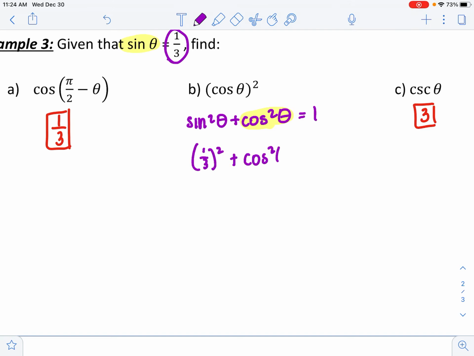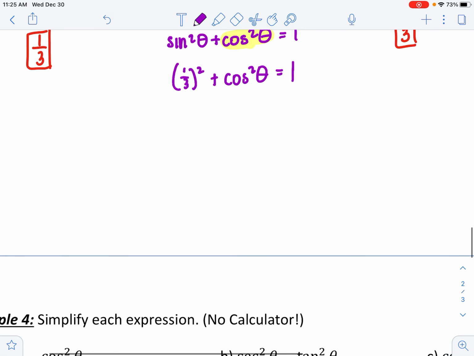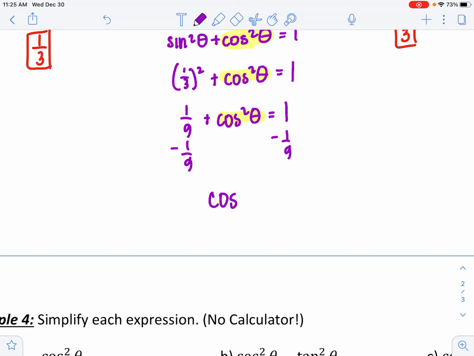And then I have plus cosine squared of theta equals 1. So I can solve this. 1/3 squared is 1/9 plus cosine squared of theta equals 1. And then remember, I'm trying to get cosine squared of theta by itself. That's what I'm solving for. So subtract 1/9 from both sides. And I have cosine squared of theta is equal to 1 minus 1/9 is 8/9. So the answer is 8/9.